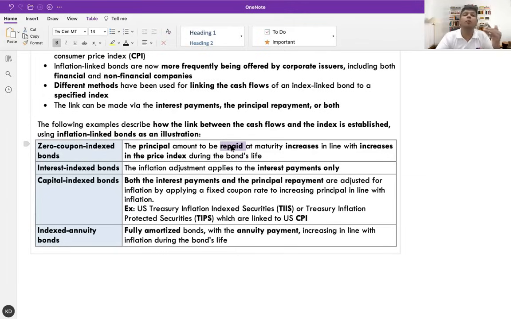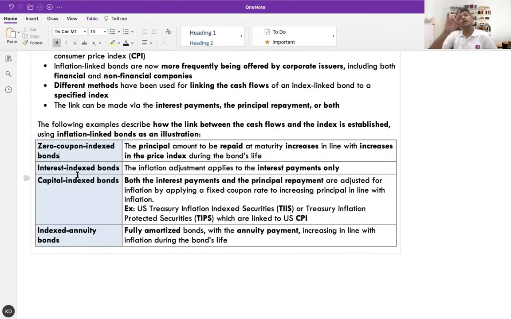That's called a zero coupon index bond. Clear? But here it will have no coupons, right? No. Even if it has coupons, the coupons will not change. The coupons will remain constant. Only your principal at last will be adjusted with inflation. Are you getting it? Don't go by the name. It's saying zero coupon. It means the coupons will not change.